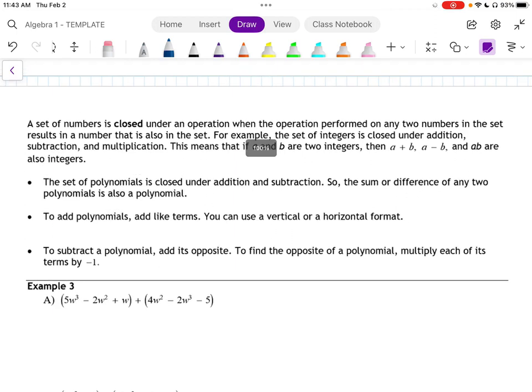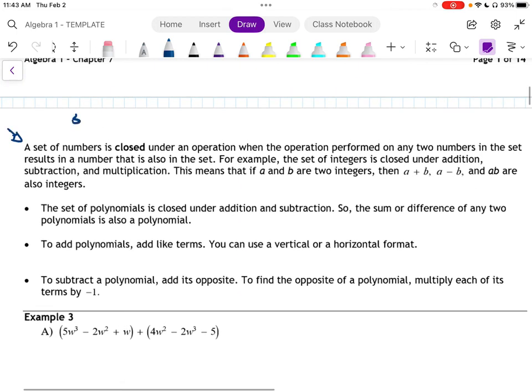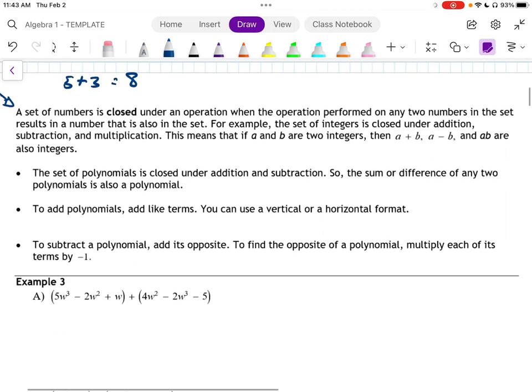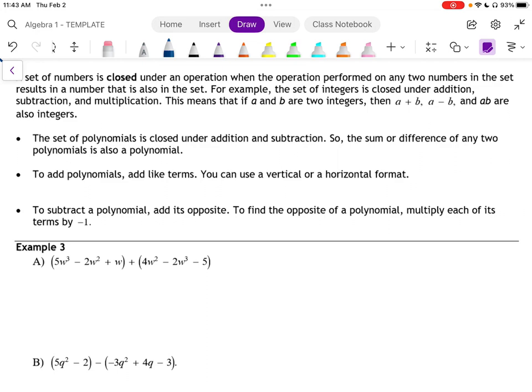Okay, and the one that we're going to think about is the set of integers. So we're going to say, like, if you take 5 plus 3, right? 5 and 3 are both integers. That gives you 8. And 8 is also an integer, right? Addition of integers is closed, meaning that you add 2 integers, you get another integer. Hopefully that makes sense to us. We're going to see that with polynomials, addition and also subtraction are closed, meaning that if you add up 2 separate polynomials, you get another polynomial. And if you subtract 2 of them, you get another polynomial, okay? This also works for multiplying, but it doesn't work for dividing.